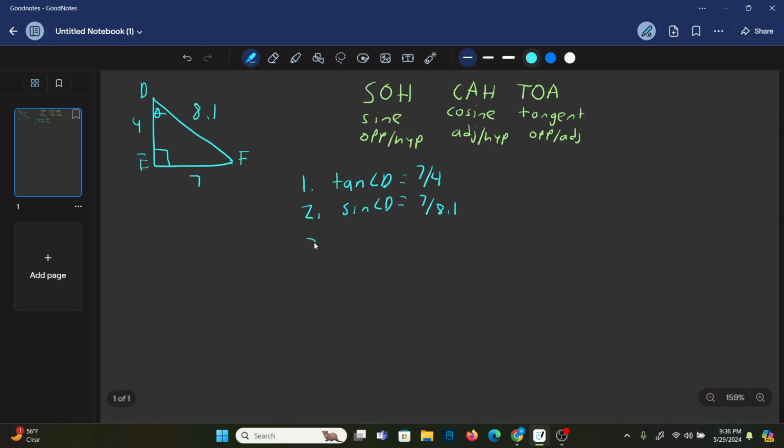For question 3, we have what is cos angle D? And we know it's adjacent over hypotenuse. So if we look here, this side is adjacent to this angle, so it's 4 over the hypotenuse, which is 8.1. And these are our answers. And we don't simplify these. These are ratios, so we don't simplify.